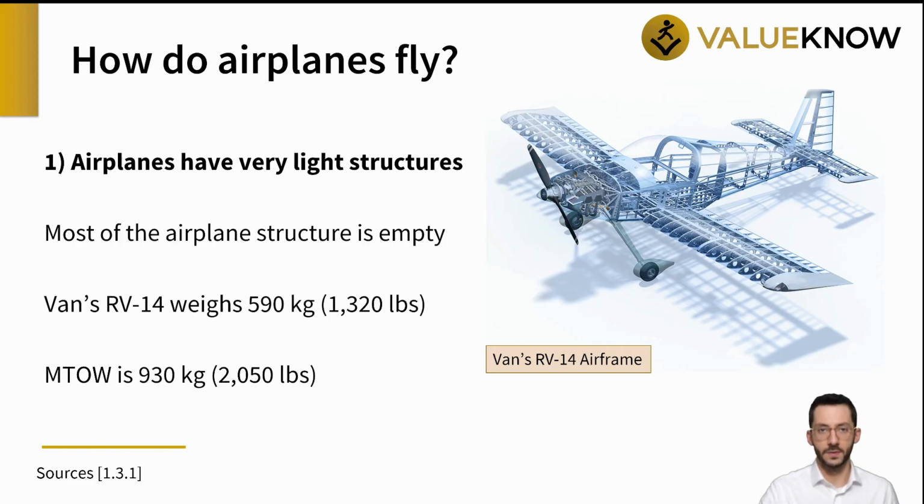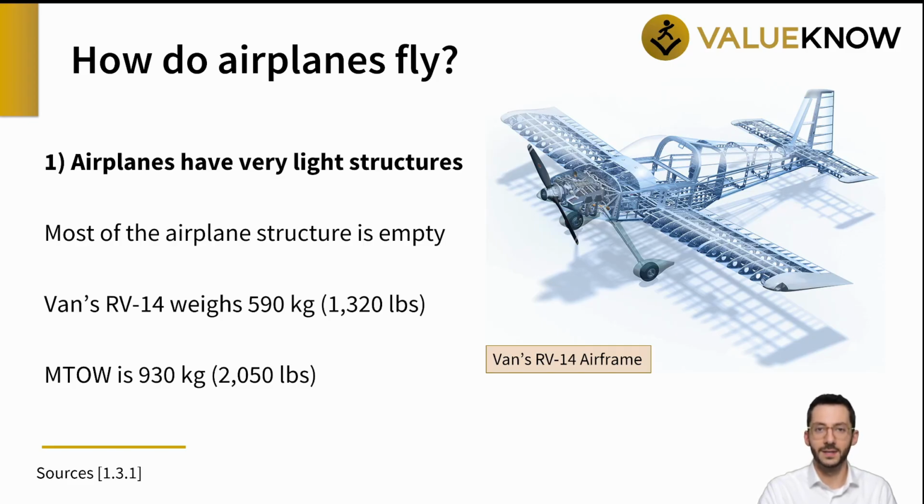For example, this Vans RV14, shown in this image, weighs only 590 kilograms or 1,320 pounds. This low weight is achieved by using materials that are both strong but lightweight and by designing the airframe to maximize structural efficiency. If you focus on the image, you will see just how minimal the structure is.